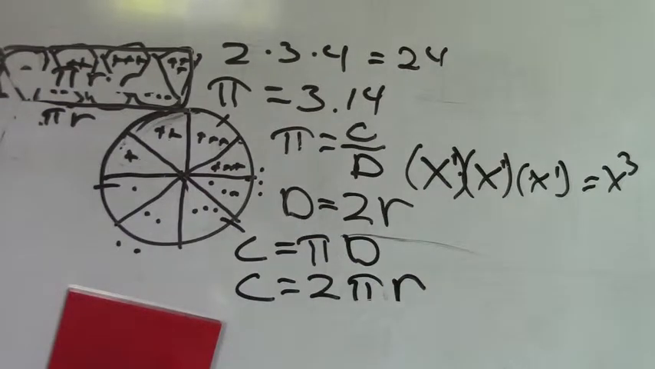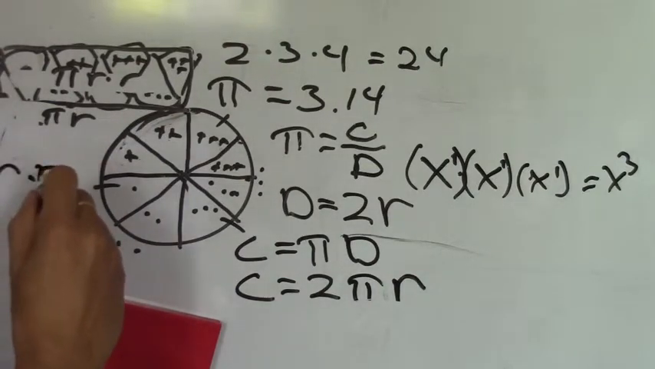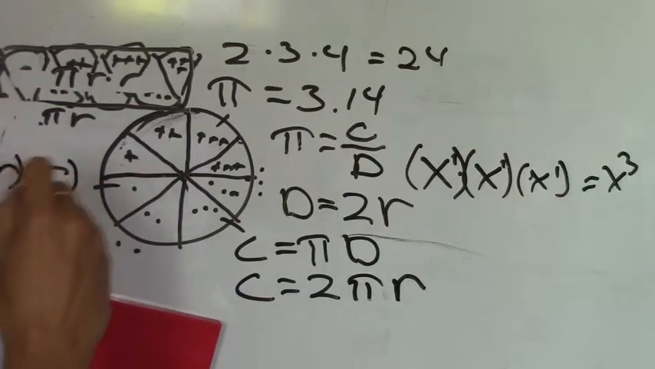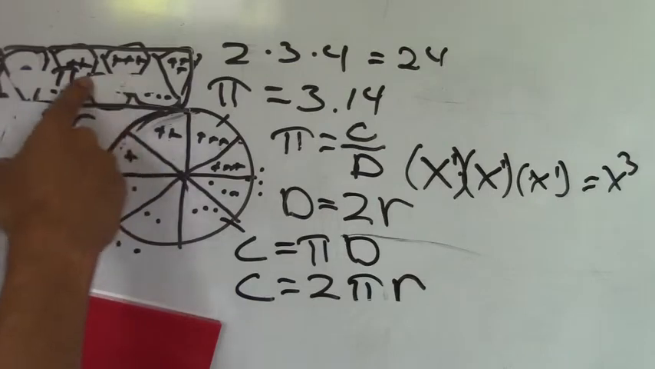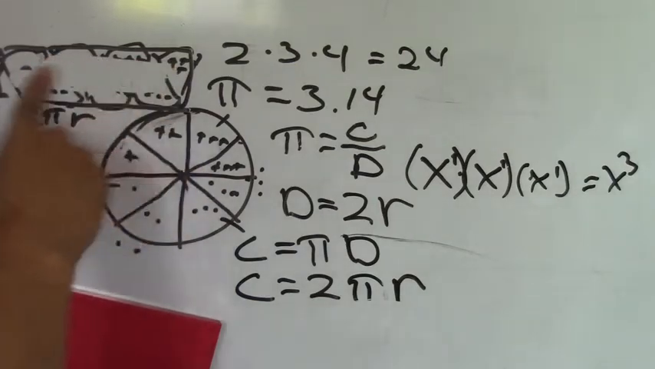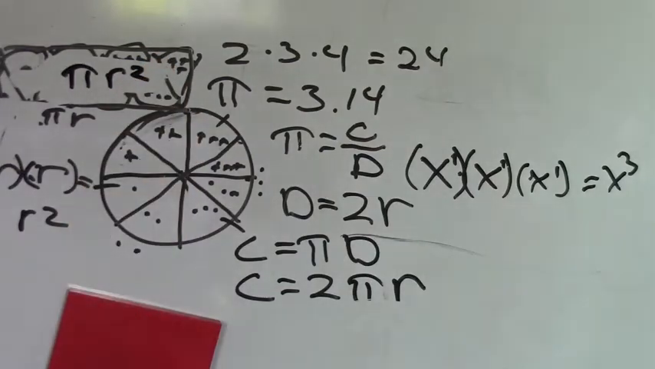So now I can understand that if I have r times r, that's just r squared. So that area is pi r squared, right? That's very, very simple. Now we're going to do a more complicated one.